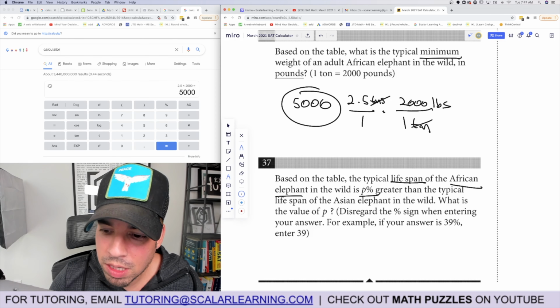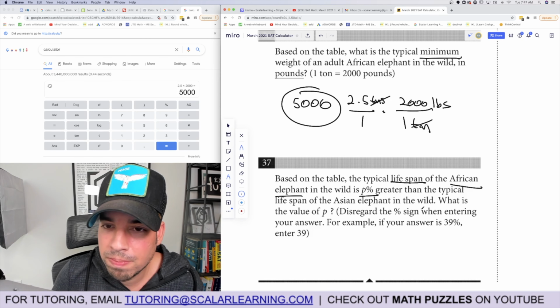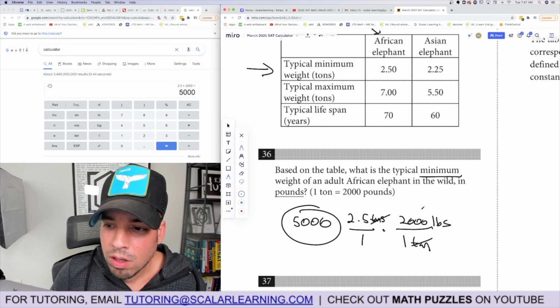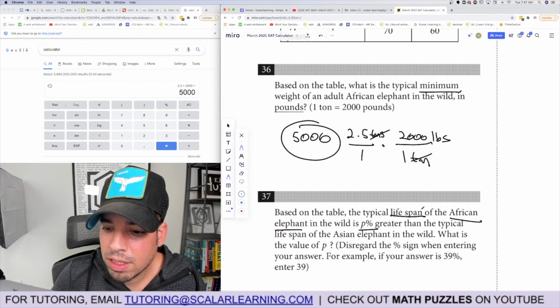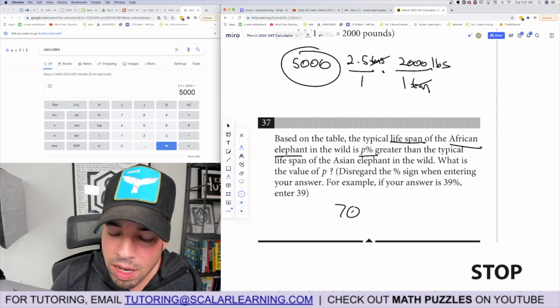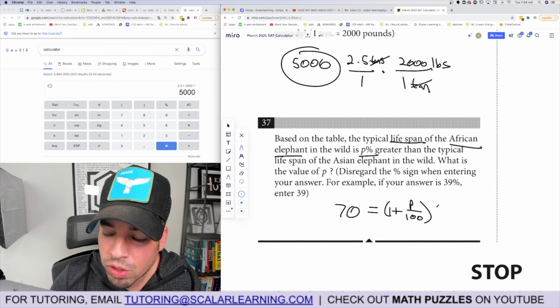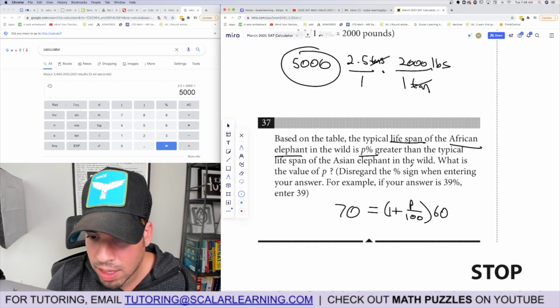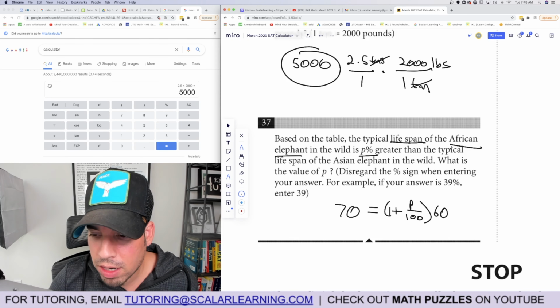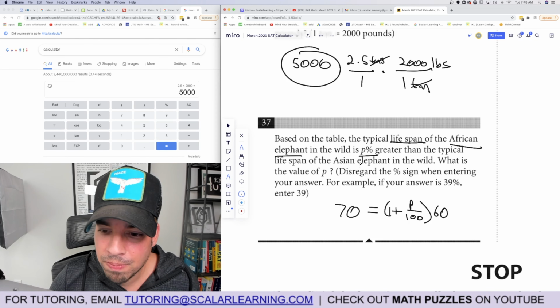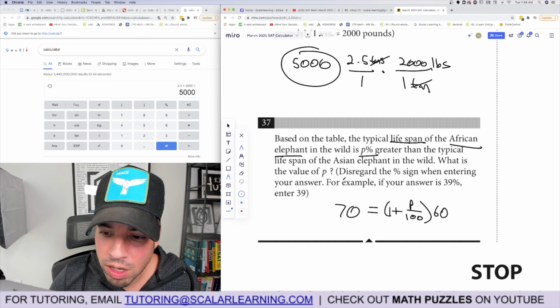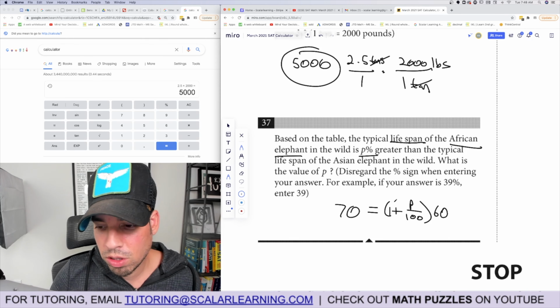Based on the table, the typical lifespan of the African elephant in the wild is P% greater than the typical lifespan of the Asian elephant in the wild. So 70 is 1 plus P over 100 times 60. Since that's a percentage, I'm going to represent what they're saying this way. Okay, I'm going to get back to why I did that in a second. What's the value of P? Got it. And disregard the percentage sign.